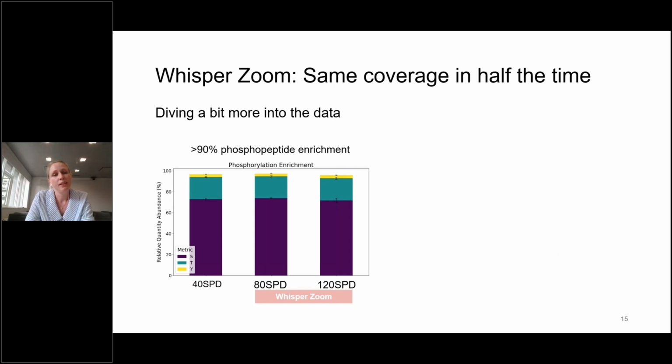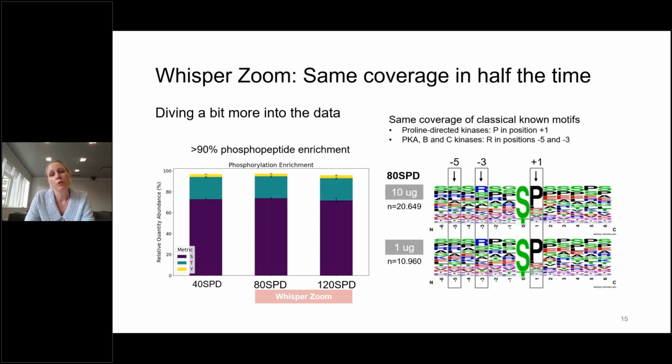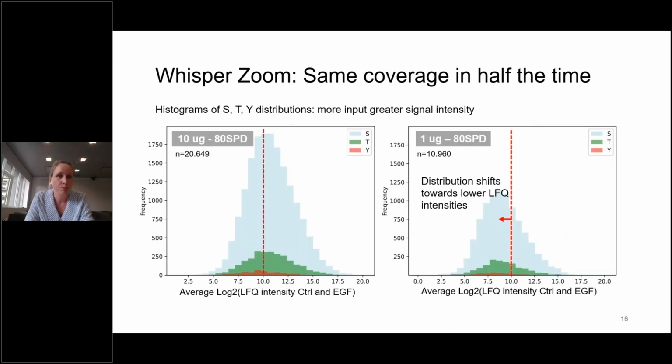So diving a bit more into the data and the comparison made, we can see that there's definitely no difference among the phosphopeptide enrichment efficiency across the samples, so it's above 90%. And we also see, specifically looking at the 80 SPD, 10 microgram and 1 microgram, that we have the same coverage of classical known motifs flanking the phosphosites. So we have the proline in +1, classical for proline directed kinases, and the arginines in -3 and -5 for PKA, B, and C kinases.